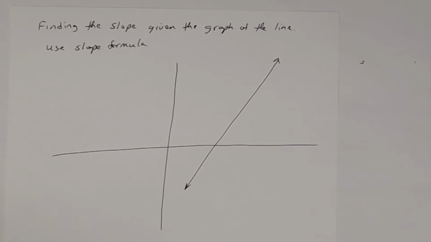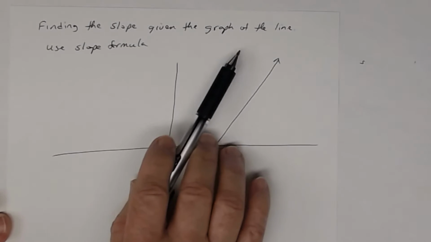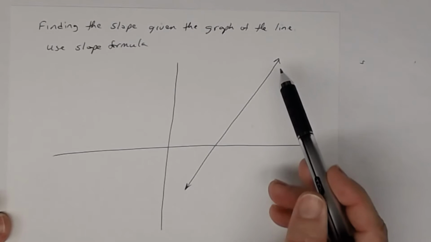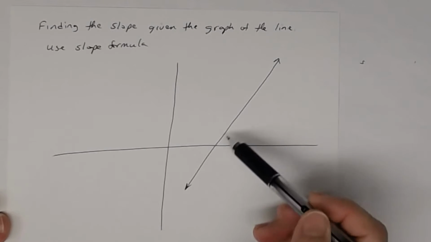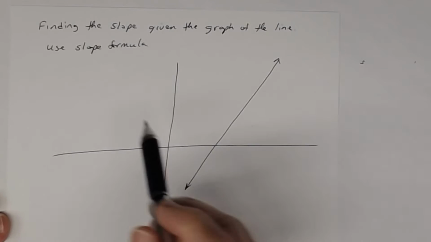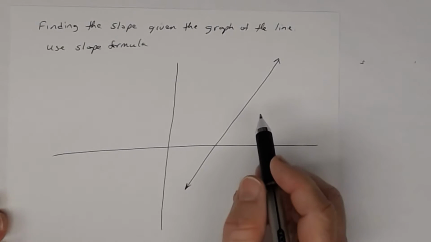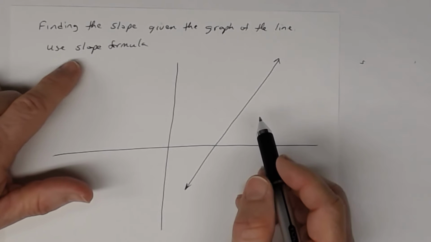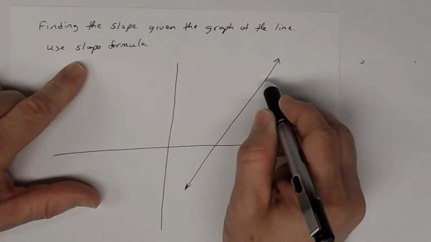All right, this lesson will show you how to find the slope given the graph of a line. And so given this graph of this line, you can find the slope of that line using the slope formula. Now, before we determine what the slope formula is, let's look at these 2 points.